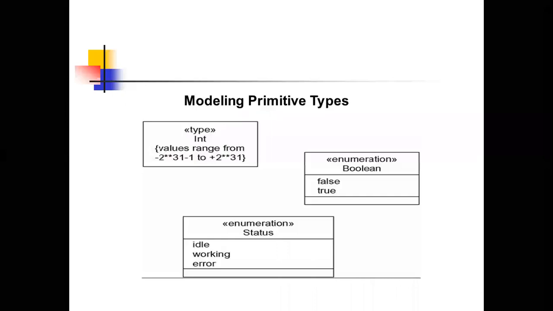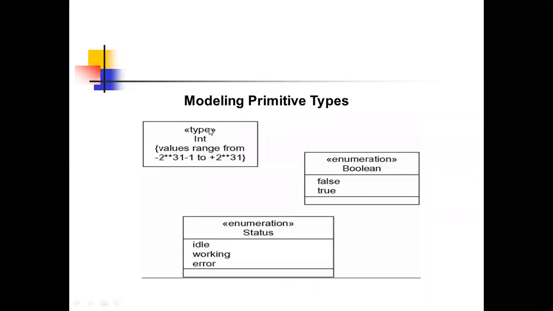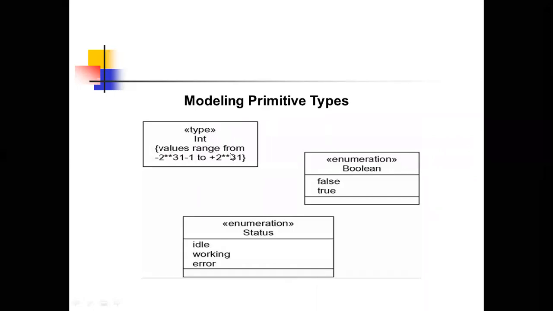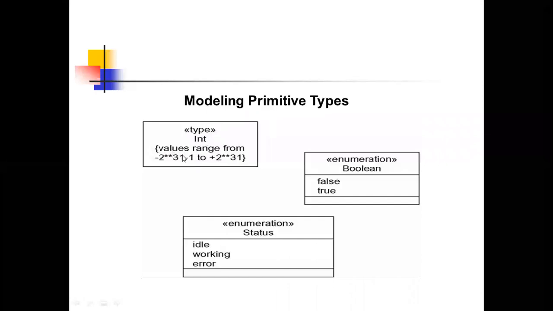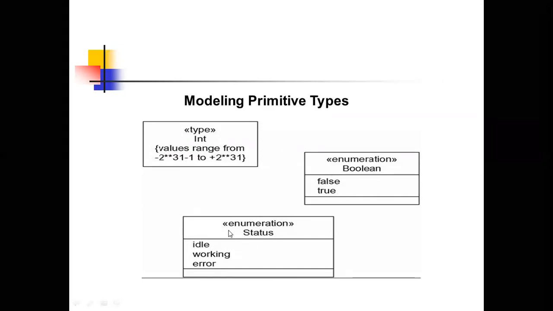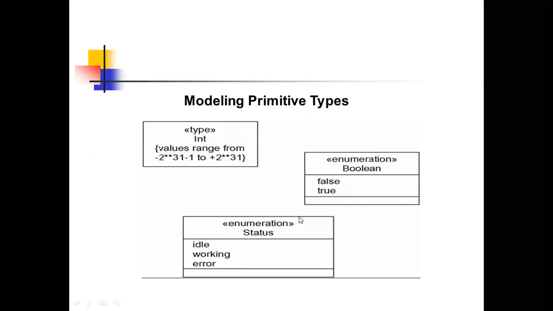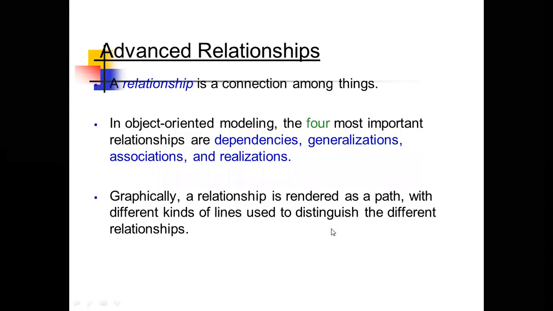So here you can see the example of modeling primitive types. We have to provide the type for that attribute, and we have to provide the range for that type. Here, take the example of integer. We are providing the value range for that type. So we have to provide the enumeration for boolean, that is false or true. Then we have to provide enumeration for status, like idle, working, or error. These are the stereotypes. This is the modeling of primitive types.